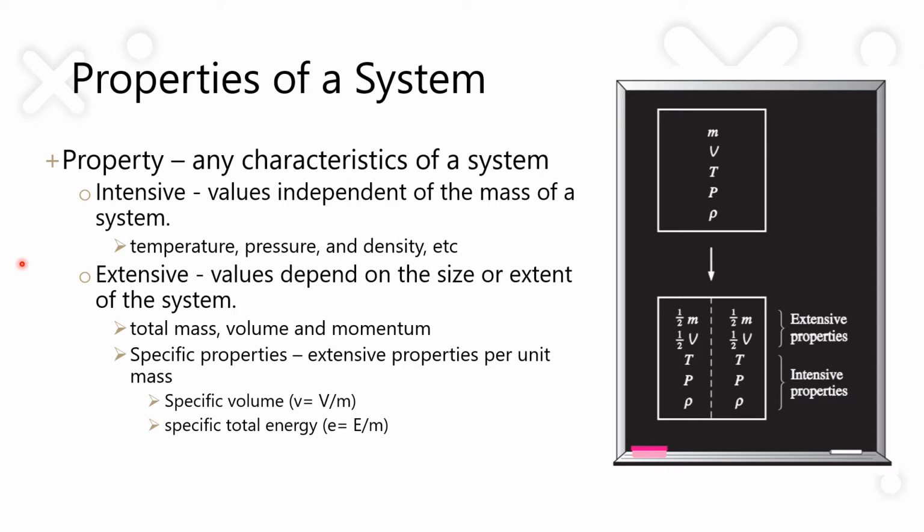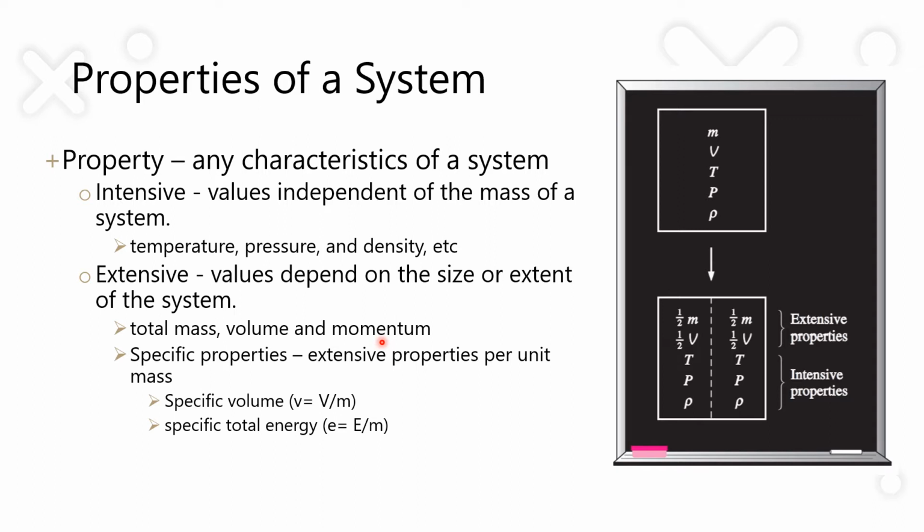When you say intensive property, these are the values independent of the mass of a system, and the examples for this are the temperature, pressure, and density. While the extensive properties are the values that depend on the size or extent of the system, and the examples for this are the total mass, total volume, and total momentum.